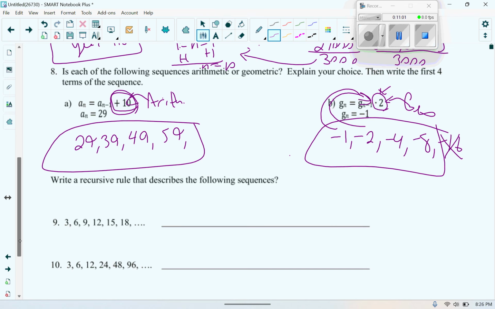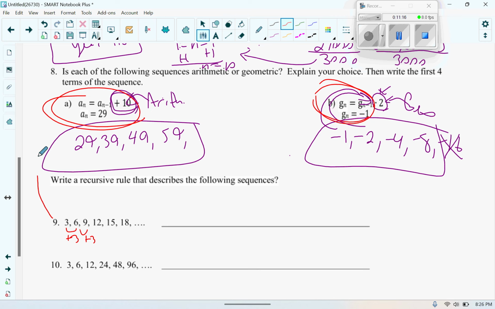Okay, let's keep going. So now we're going to go backwards, and we're going to write a recursive rule. So that means it's going to look like one of these up here. So I have to figure out my pattern. So it looks like this one, I'm adding 3 to everything. So I'm going to use this one. So I'm going to say we always have to call our first term. So a sub 1 equals 29. And then I'm going to say a sub n equals a sub n minus 1 plus 3.